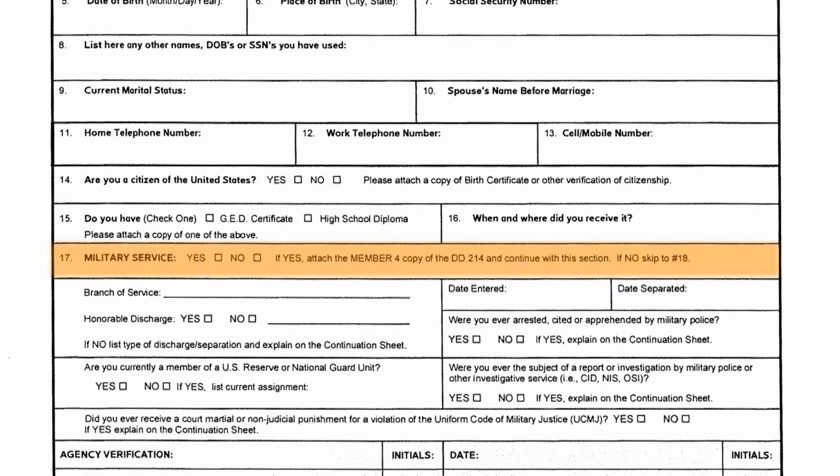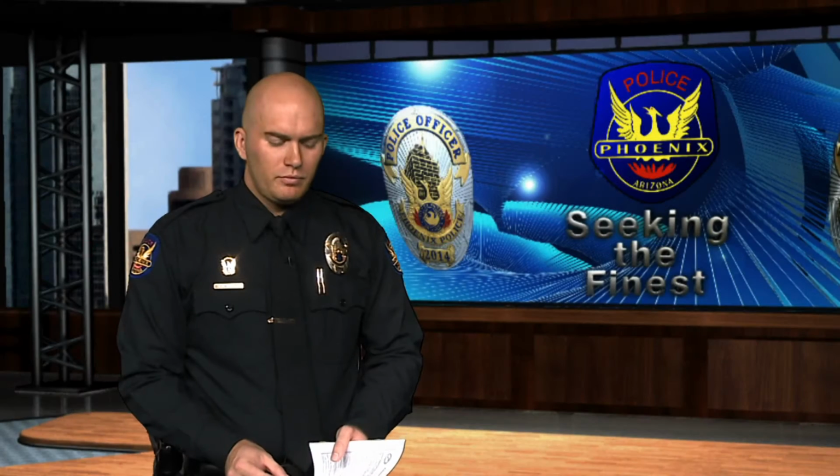Section 17 goes into the military service. If you do not have military service, you can simply check off no and move on to the next page. If you do, check off yes, follow the instructions below, and also be prepared to have your DD-214 ready when you attend your interview. We can move on to page 4.